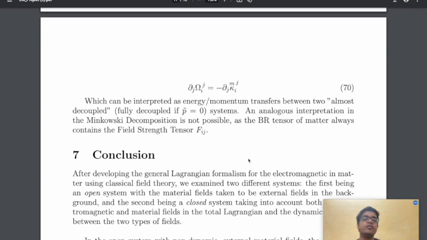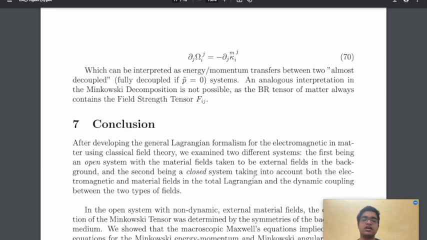Yeah, and this is not possible for the Minkowski decomposition, because the BR tensor of matter in the Minkowski decomposition only always contains this field strength tensor. So you don't have these decoupled fields.